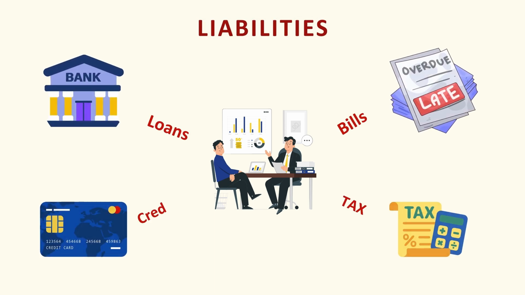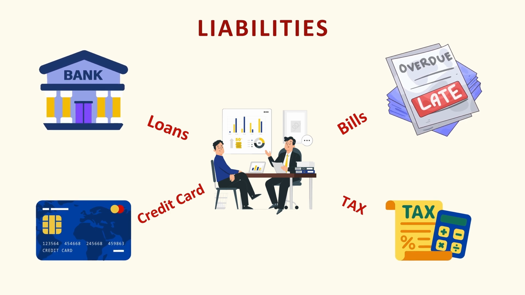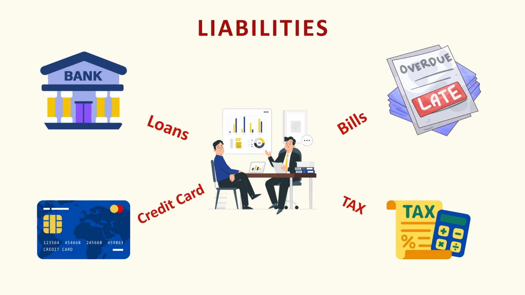Next, we have liabilities. These are the things the business owes. Money that needs to be paid back. It could be loans, unpaid bills, or credit card balances.